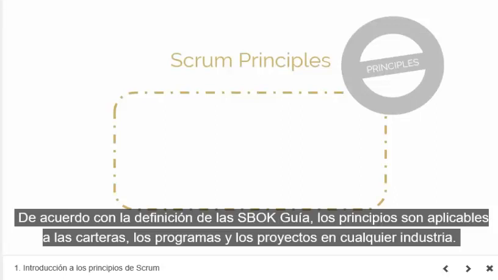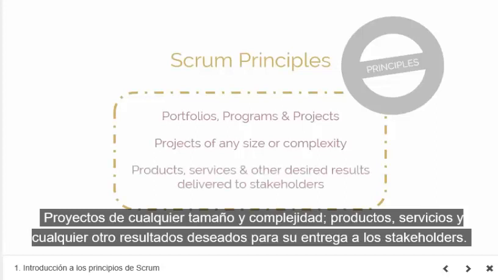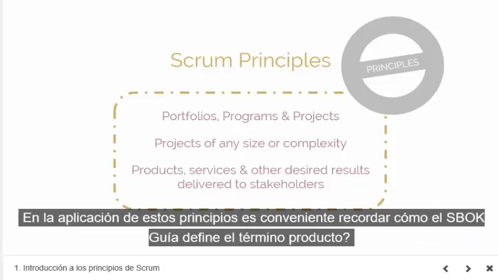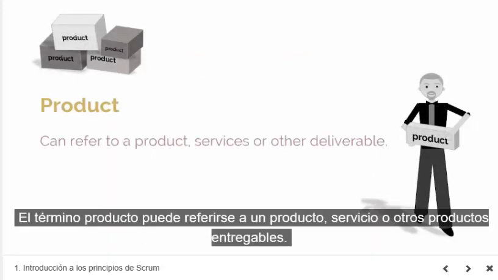According to the definition in the SBOK guide, the principles are applicable to portfolios, programs, and projects in any industry, projects of any size or complexity, products, services, and any other desired results to be delivered to stakeholders. In applying these principles, it's helpful to remember how the SBOK guide defines the term product. The term product can refer to a product, service, or other deliverable.